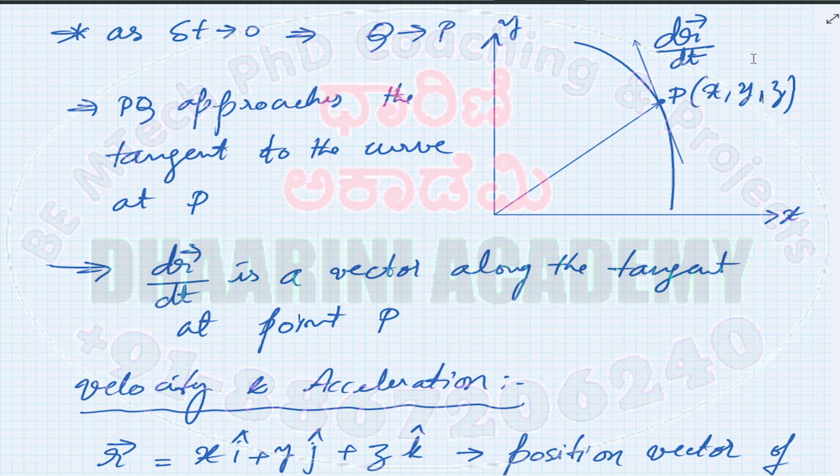So the whole idea is pretty straightforward now, right? If a curve is given, you have to find the differentiation of a vector, dr by dt, to get the vector which is a tangent at the given point p.